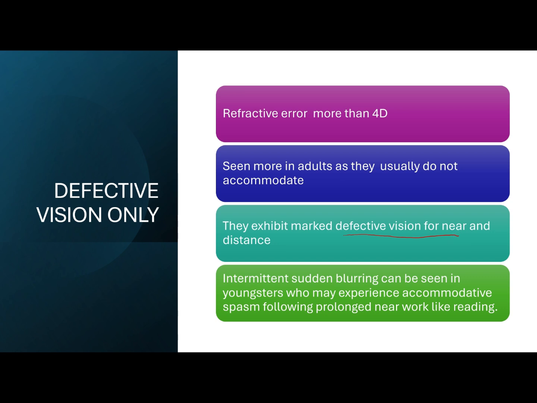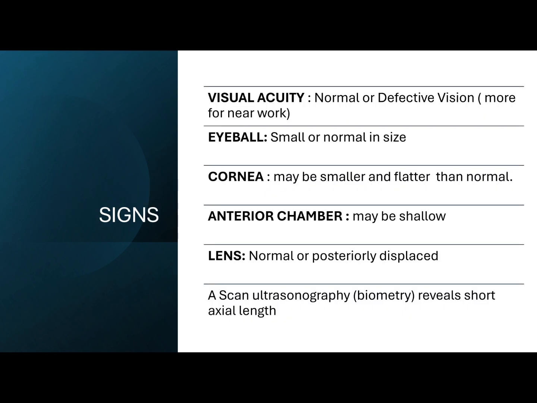Sometimes there might be intermittent blurring in youngsters because prolonged accommodative effort may lead to accommodative spasm. When they are having exams they will be reading for a prolonged period of time, or they are playing games using their near vision, and this can lead to accommodative spasm and intermittent sudden blurring. So we have already seen the symptoms. So what are all the signs?